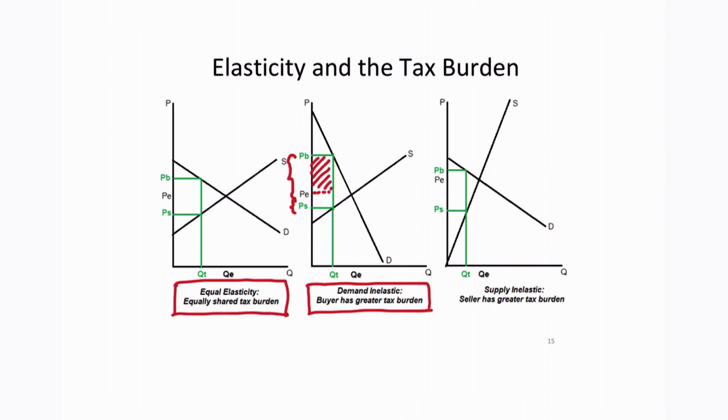The same is true for inelastic supply. If the supply is relatively more inelastic than the demand curve, then the supplier pays the bigger part of the tax burden. Here you can see that the difference between the equilibrium price and the price received by sellers is larger than the difference of the price paid by the buyer and the equilibrium price. So here the seller is the one sharing the bigger tax burden.